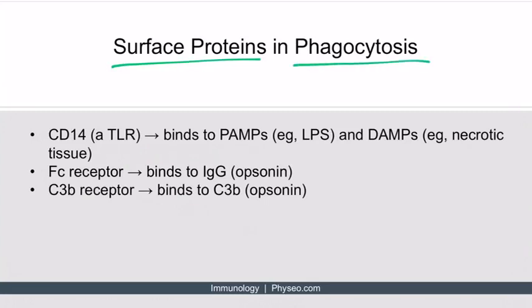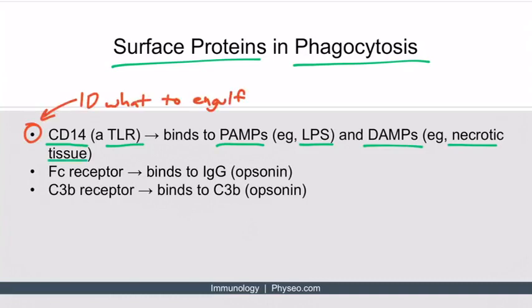So macrophages have a CD14 protein. This is a toll-like receptor, and this will bind to pathogen-associated molecular patterns, or PAMPs. The prime example of a PAMP is lipopolysaccharide, which is on gram-negative bacteria. This CD14 can also bind to DAMPs, which are damage-associated molecular patterns. A good example of this would be necrotic tissue. So this top bullet point explains how macrophages identify what to engulf, and they do this with CD14.